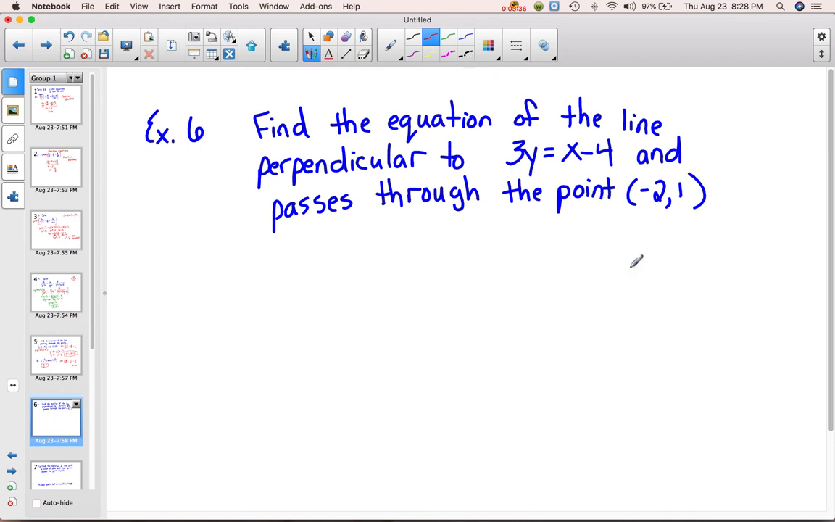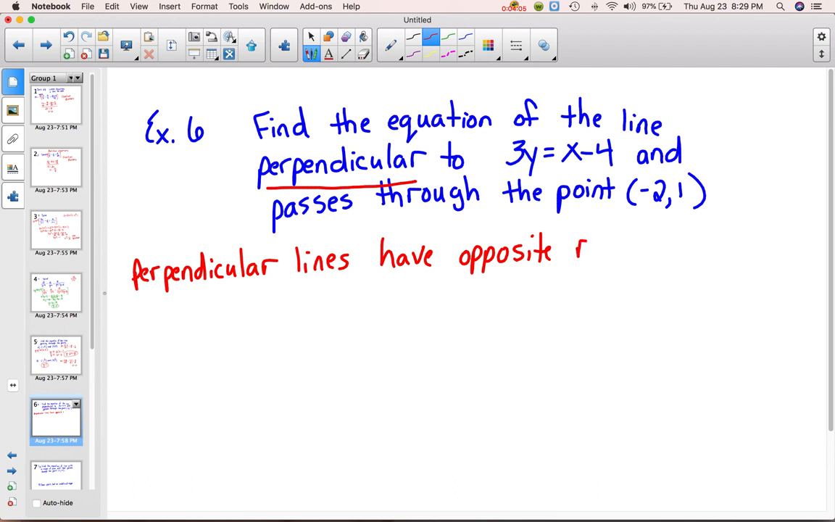Next problem, find the equation of the line perpendicular to this graph, 3y equals x minus 4, and passes through the point (-2, 1). So you have to remember what perpendicular means. If two lines are perpendicular, perpendicular lines have opposite reciprocal slopes. Parallel lines have the same slope.